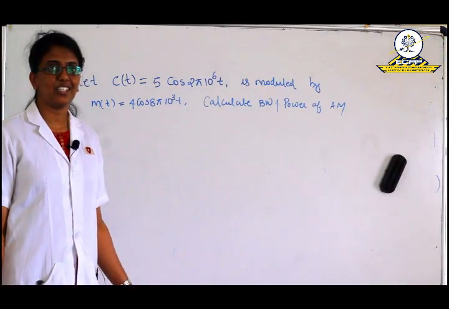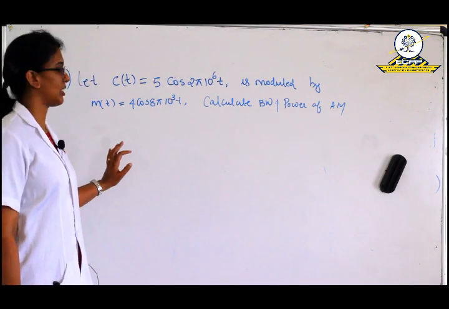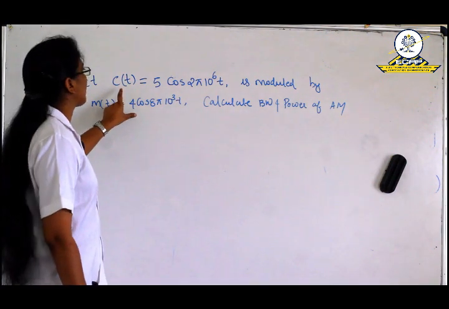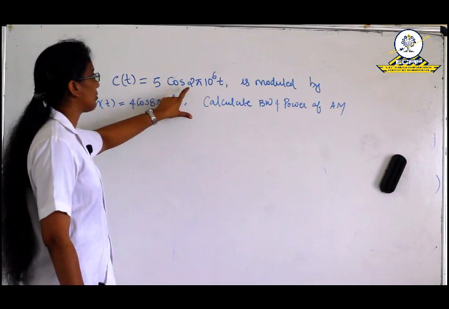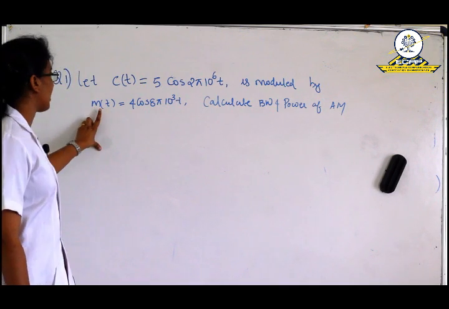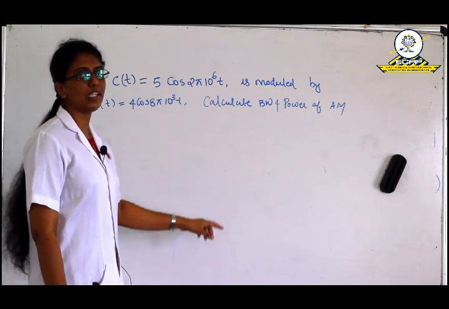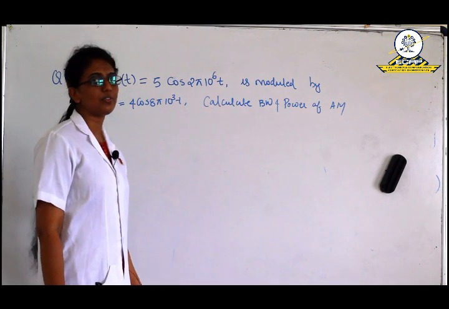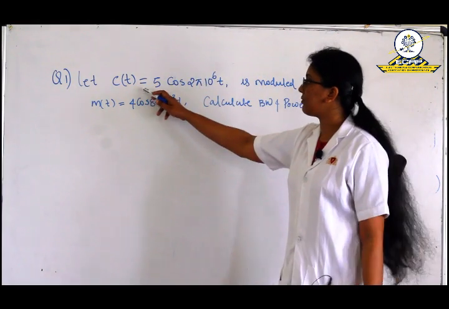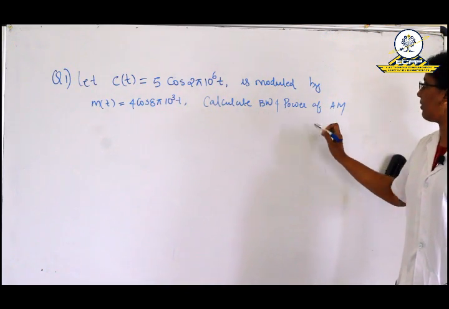Okay. Now we are going to discuss a single problem related to AM modulation. The question is, let C of t, carrier signal, C of t is equal to 5 cos 2 pi 10 raised to 6 is modulated by message signal M of t, 4 cos 8 pi 10 cube t. Calculate bandwidth and the power of the AM signal. This is our question. C of t and M of t are given. Find bandwidth and the power of AM signal.